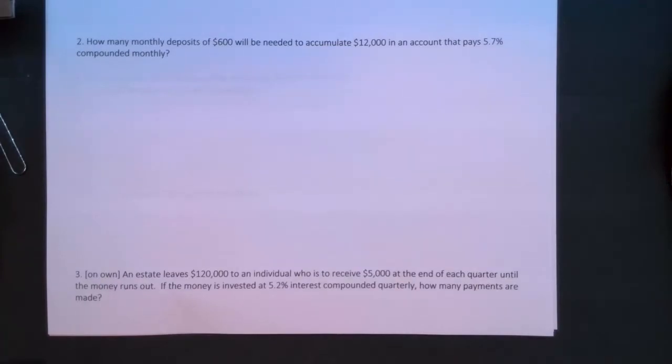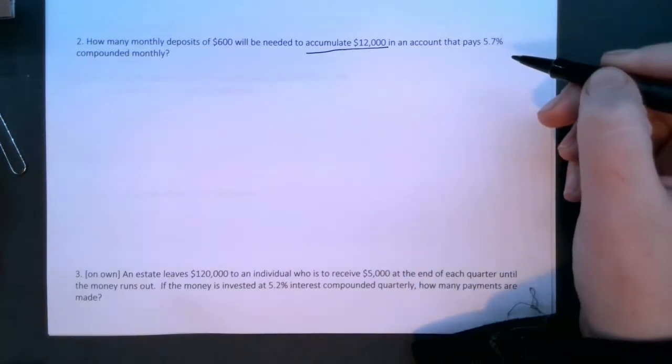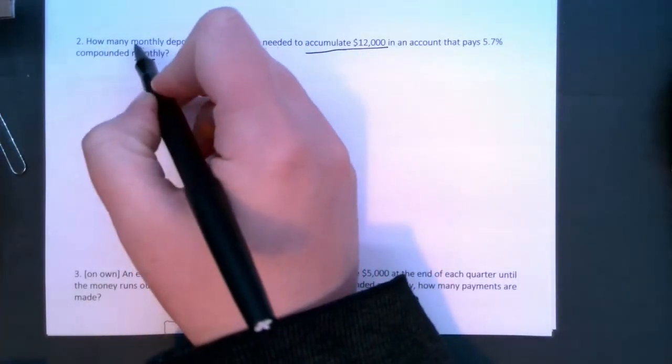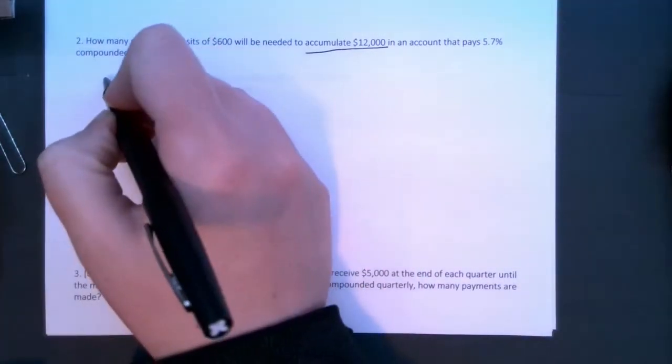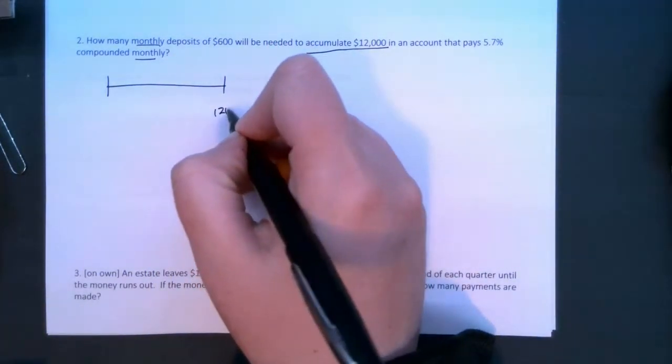4.1. How many monthly deposits of $600 are needed to accumulate 12 grand in an account that pays 5.7% interest compounded monthly? So again, we have monthly, and they match, and we're happy because there's less work to do. And then we're accumulating 12,000, so that means that goes at the end.